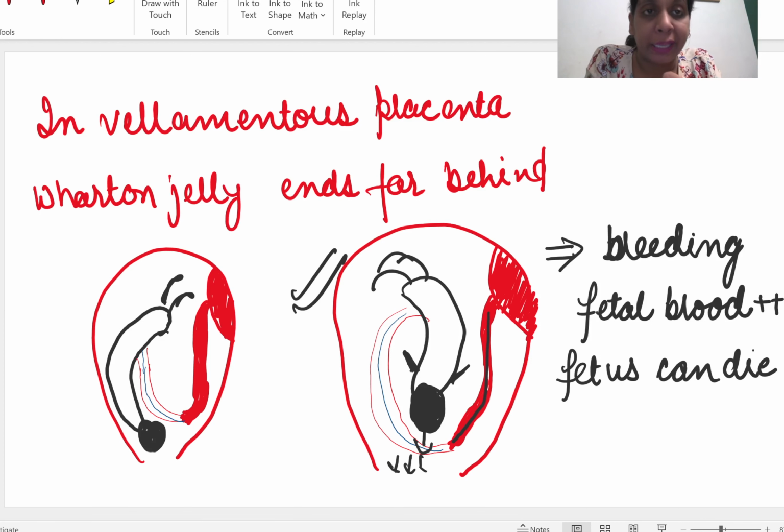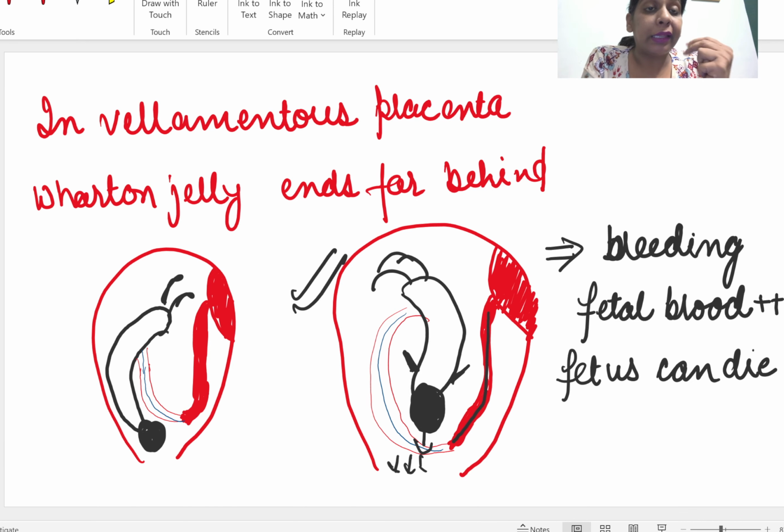The patient will come to you with APH. First of all, this is a very rare patient. Okay, on ultrasound there was no placenta previa. When you touch the patient, it was also not painful bleeding. The uterus was also not tender. Now you have in mind that yes, this can be a case of vasa previa. Okay, because you know that the third reason of APH is vasa previa.